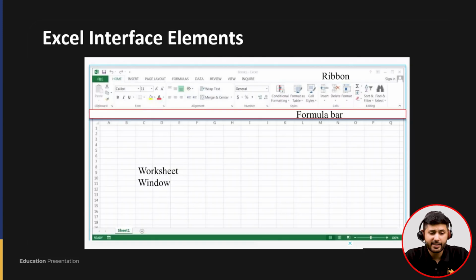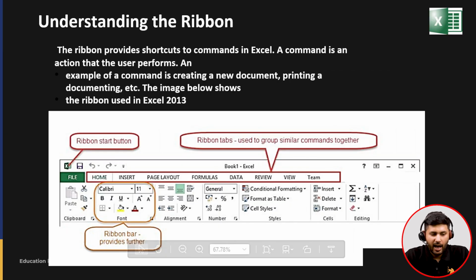Now going on to the next slide, this is the interface of Excel. In this interface, you can see there is a ribbon at the top, you have a formula bar, and you have the worksheet window. In the coming parts, we will be seeing each and every ribbon in detail. Now, the first ribbon that you have is the File ribbon. Then you have the Home ribbon over here.